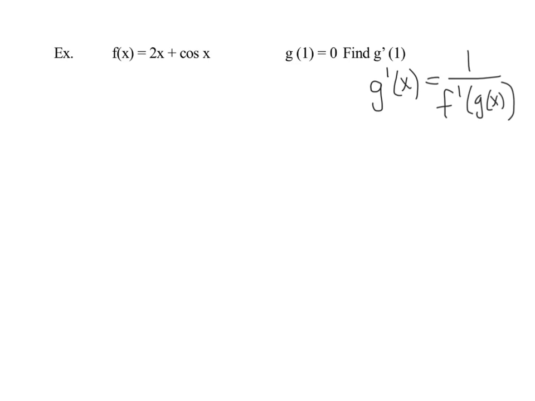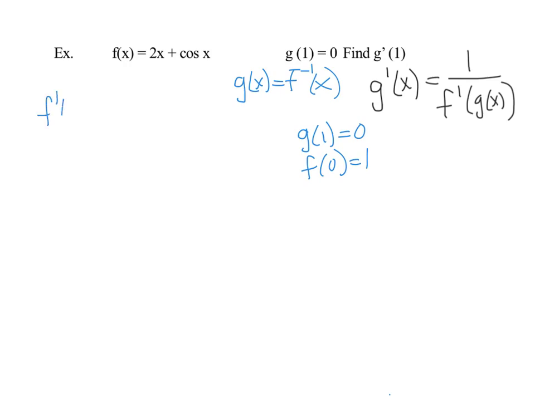Okay, so on this one, here's another problem, an example pretty much like what you're going to find. If you'll remember, g of x is the same thing as f inverse of x, right? That's what g of x is. So if g of 1 is 0, then find g prime of 1. Okay, so the first thing we want to do here, if we know that g of 1 is 0, then we know that f of 0 is 1.